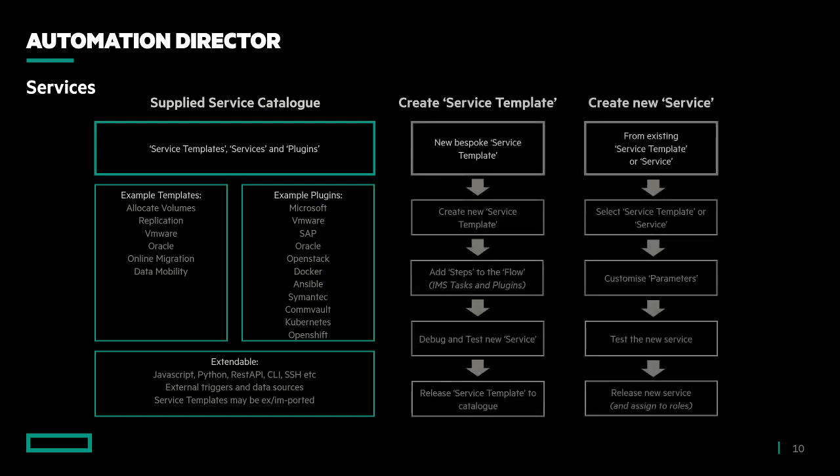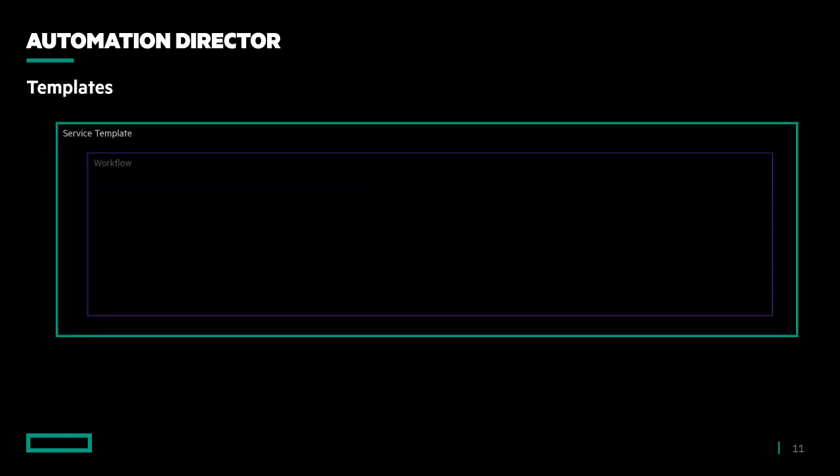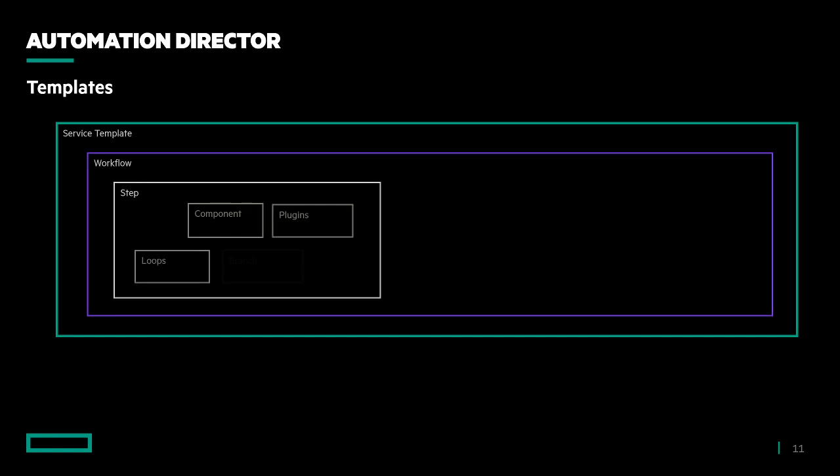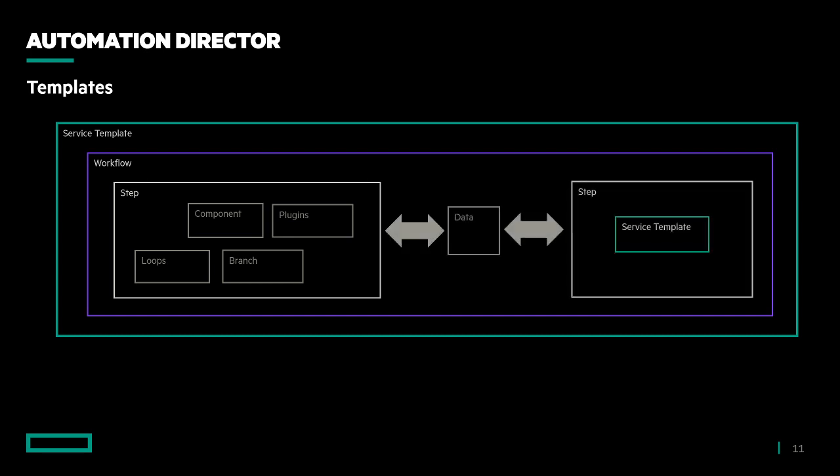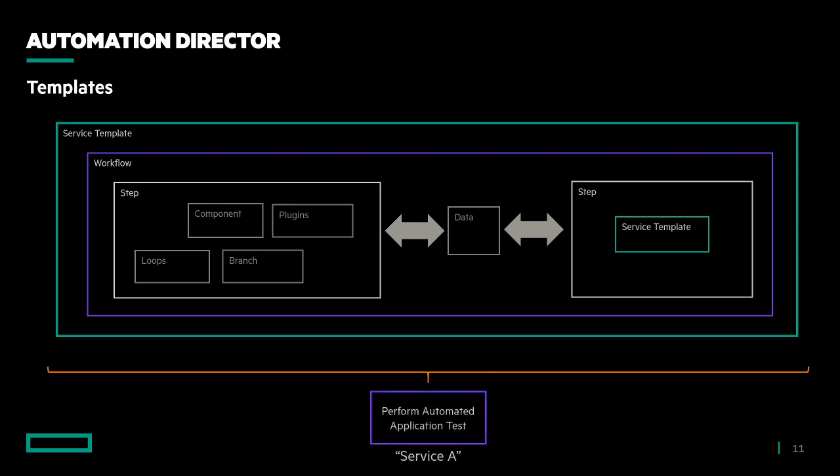New service templates can be created from scratch or cloned from existing templates, and steps are added to the flow, and then the service template can be tested, debugged, and released. New services can then be created from the template and added to the service catalog. So, a service template defines a workflow consisting of one or more steps. A step can be an action or a decision. A step can also call another service template, and steps can share data. The service template is then used to create a service.